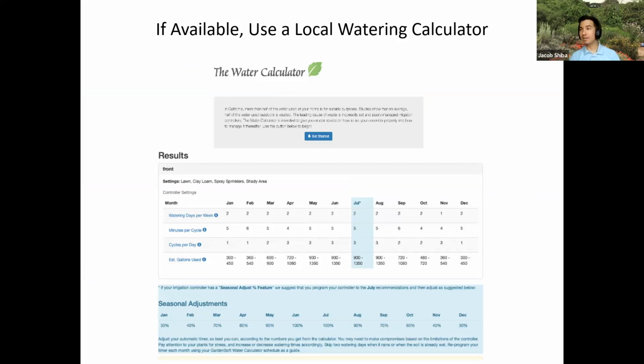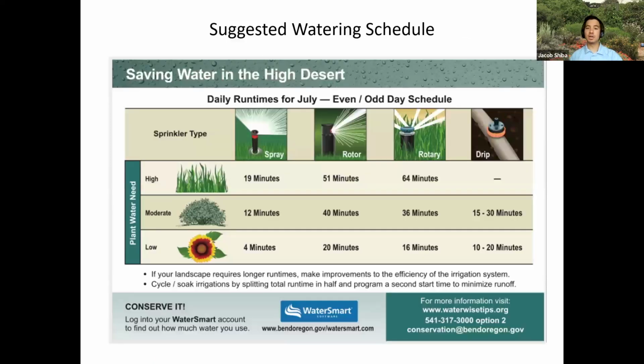So look up your local water agency or your utility district or local municipalities, your city, see if they have any kind of watering calculator where they take local weather data, types of plants, types of soil, types of irrigation, and they help to create an irrigation schedule for you. Some of them you're going to plug in the info and it's going to spit out a schedule like this. There are other examples in other cities and other states where they kind of give you general guidelines of the water use of plants. In this example from Oregon, you can see we've got high, moderate, and low water users with different types of irrigation and how long to run these irrigations for your highest water month of the year, which is going to be, say, July.